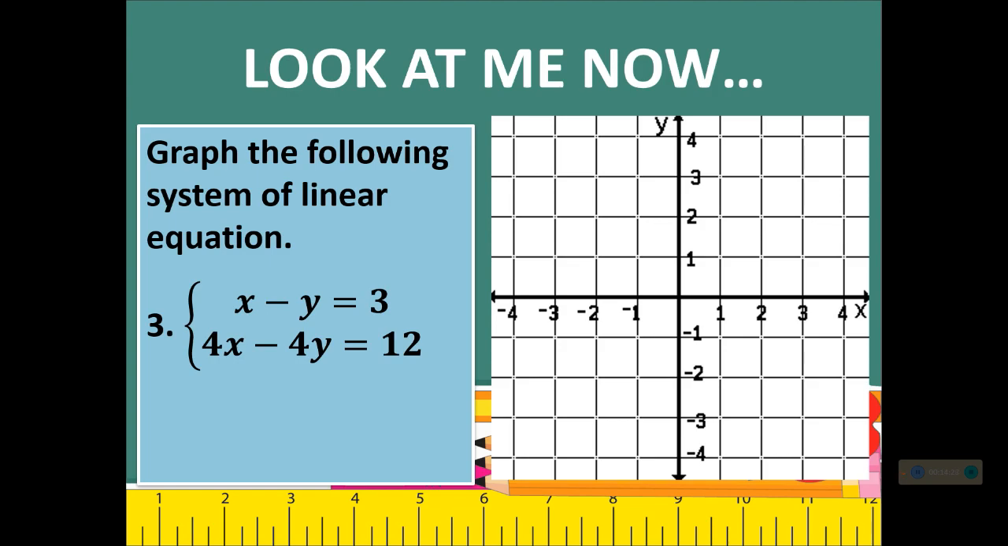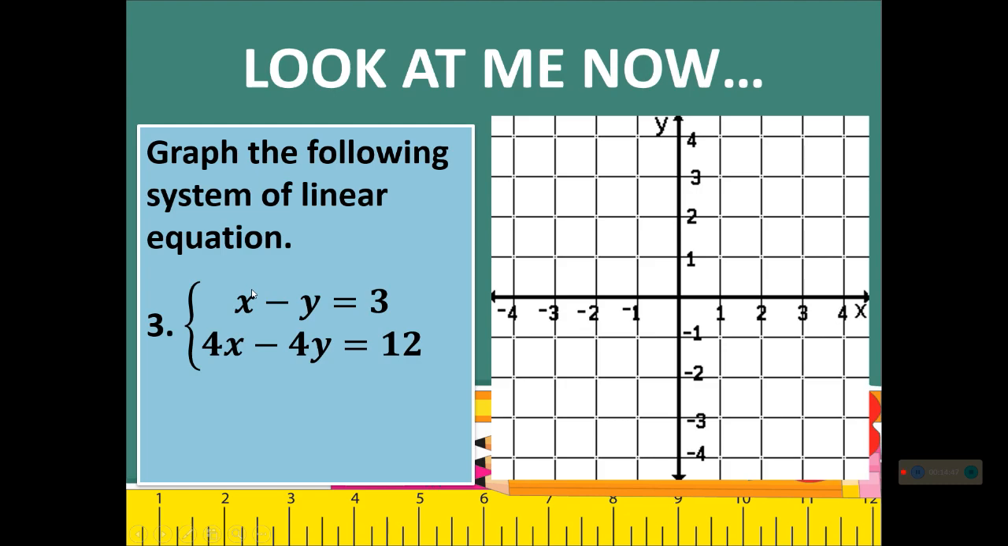Okay, so let's have the third one. We have x minus y equals 3 and 4x minus 4y equals 12. Okay, so in this system, you may use any of the 4 methods again on how you are going to graph. But let us try to use again the x and y intercepts here. Right?